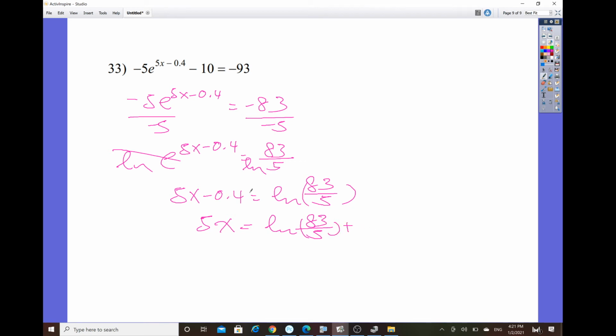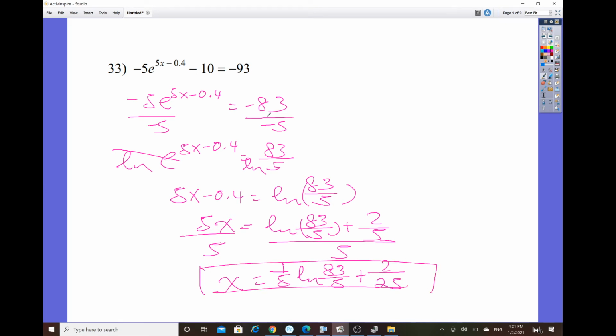So 0.4, that's just what? 4 over 10, so it's 2 over 5. So just leave that with all fractions. And then eventually divide everything by 5. And obviously this one can be simplified a little bit further. So it's 1/5 natural log of 83 over 5, plus 2 over 25.